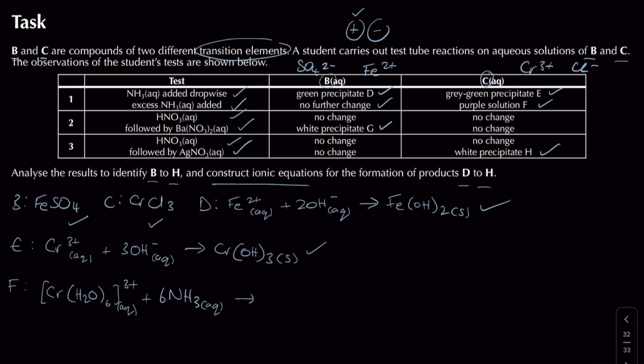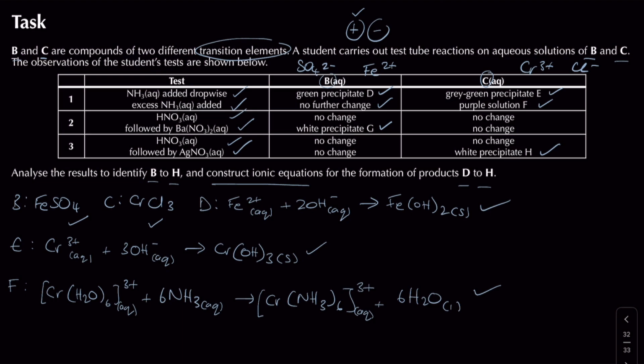And then I end up forming chromium, with 6 lots of ammonia ligands on there as well, and then square brackets there, and that's going to be, of course, still 3+, because ammonia and water, they're both going to be neutral, aren't they? So we end up with that. That's also aqueous because they're both going to be solutions, both complexes. And then we end up with 6 lots of water, which of course we know is going to be a liquid. And there's our ligand substitution reaction there.